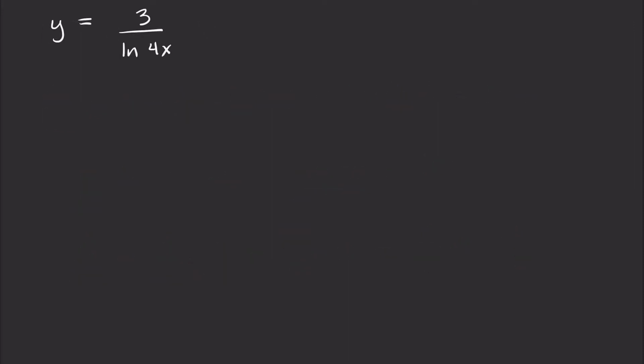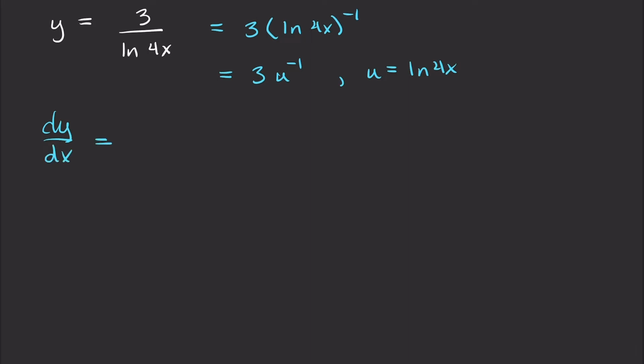Okay, our next function, we have y equals 3 over the natural log of 4x. So the first thing I can do is rewrite this as 3 times the natural log of 4x raised to the minus 1. And then I can do a u substitution by writing this as 3 times u to the minus 1, where u is the natural log of 4x. And now I can just apply the chain rule. So to get my derivative dy dx, I need to take the derivative dy du times the derivative du dx.